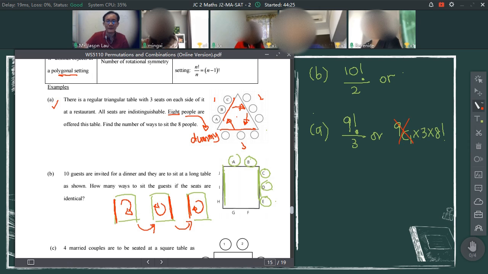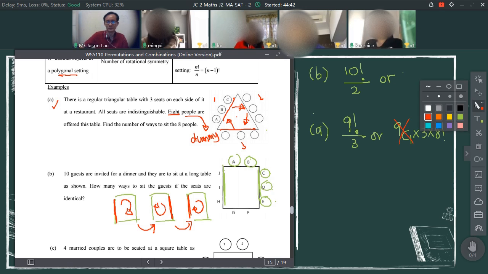Sorry, no. Because we are just getting any random person to be placed at the seat. So we are not exactly choosing one person. We are just getting one random person to go in. Okay. Yeah, so coming back to this one, then what should it be?